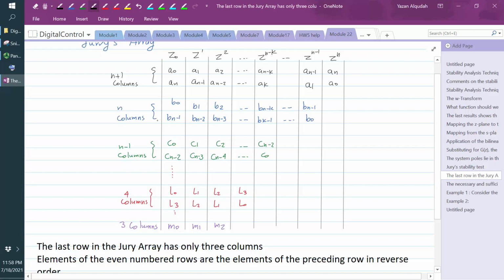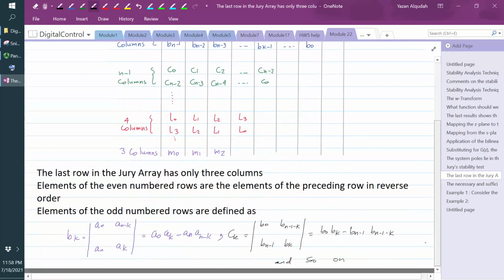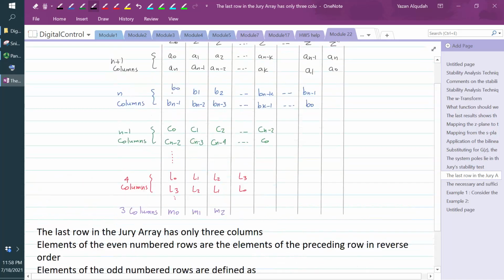Then I'm going to create the new rows, b_0 all the way to b_(n-1). And these rows are calculated using the rows that are above them. So b_k is calculated as a_0 a_(n-k) minus a_n a_k, and that will give me the b terms here. After I calculate this row, I can rearrange it to fill the row that is below it. And then I'm going to continue.